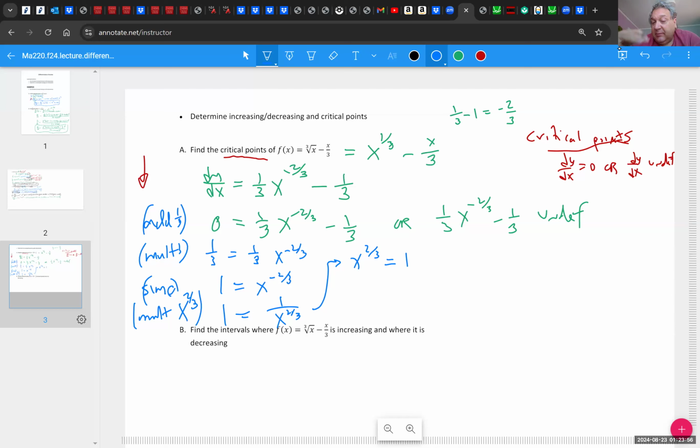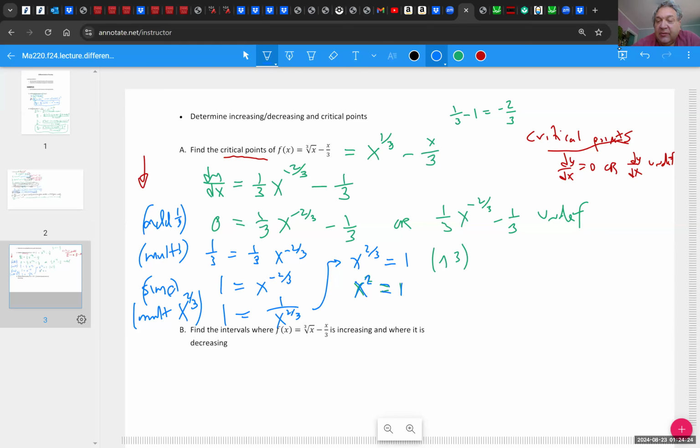I have to get rid of this power, this 2/3. What I can do is do it in 2 steps. I recommend this. I can raise it to the 3rd power. That would be getting rid of the fractional part of this exponent, the 2/3. So that'd be x squared is equal to 1 cubed. 1 cubed is the same thing as 1, so I'll just write that as 1. Oops, it's supposed to be in blue. Got to color coordinate here.